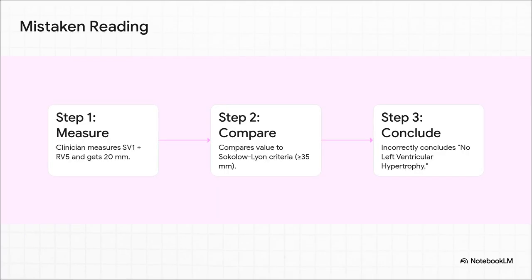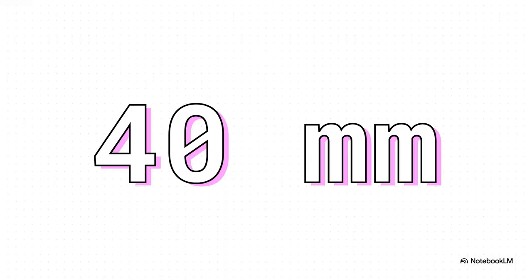You're working up the patient, and you decide to check for left ventricular hypertrophy, or LVH. You carefully measure the S wave in V1 and the R wave in V5. You add them up, and you get 20 millimeters. Since the cutoff for LVH is 35, you confidently and completely incorrectly conclude, nope, no LVH here. But here's the kicker. Since that ECG was recorded at half amplitude, you have to double your measurement. The true voltage wasn't 20, it was actually 40 millimeters. That's well over the diagnostic threshold for LVH.